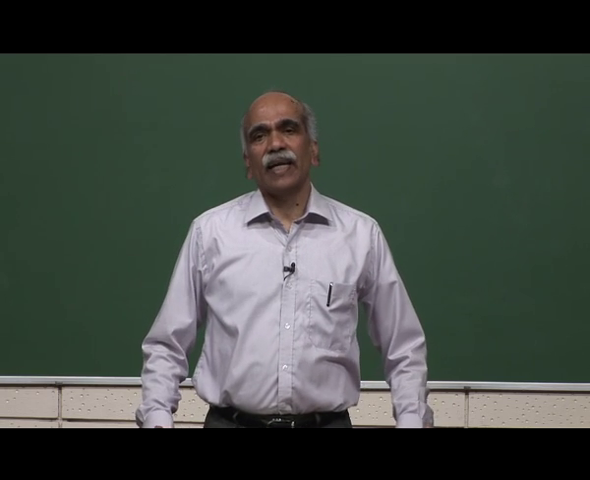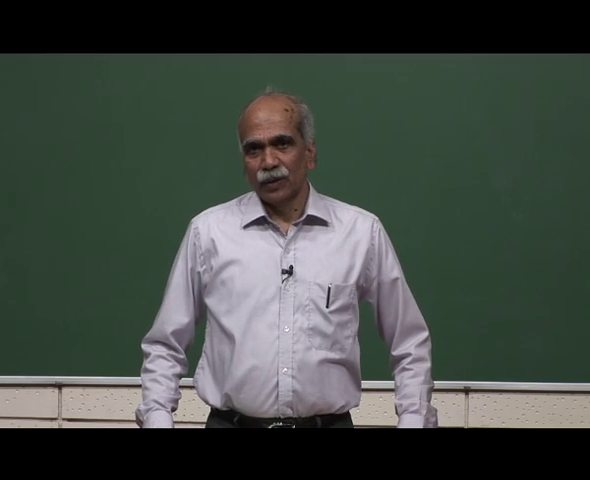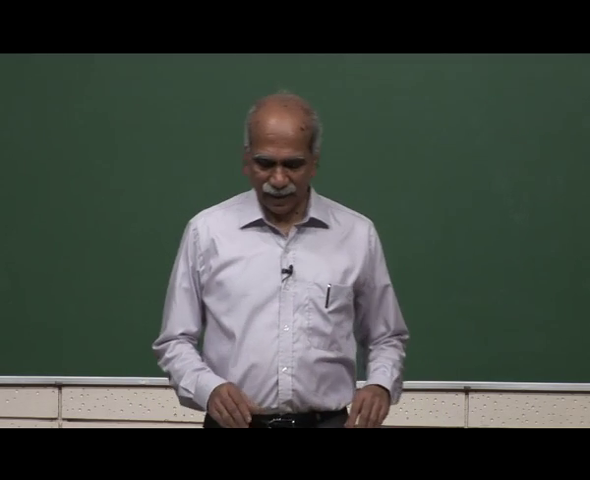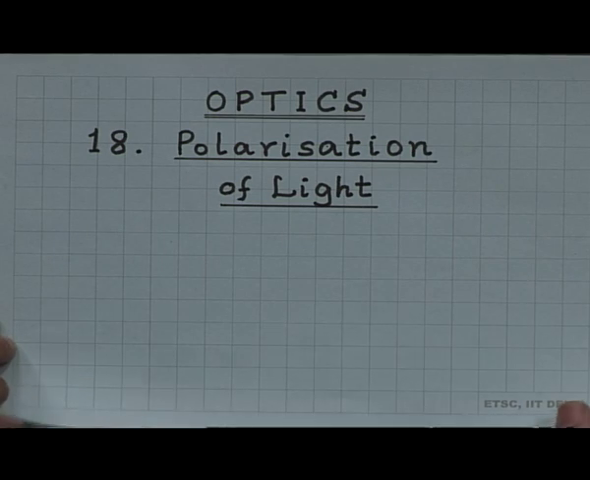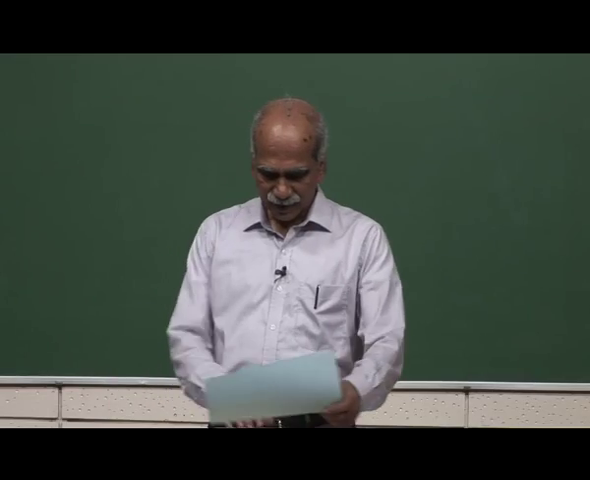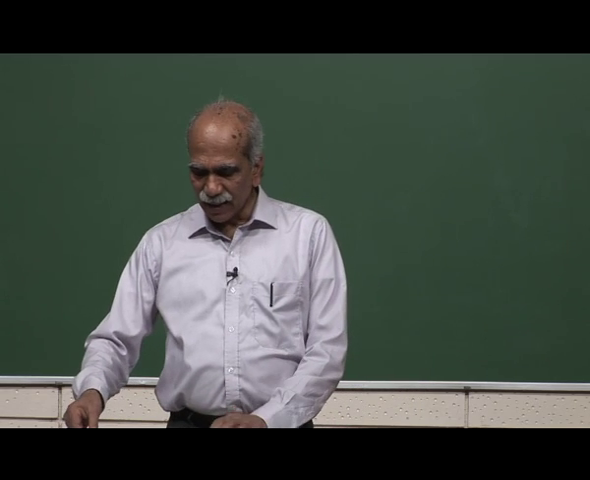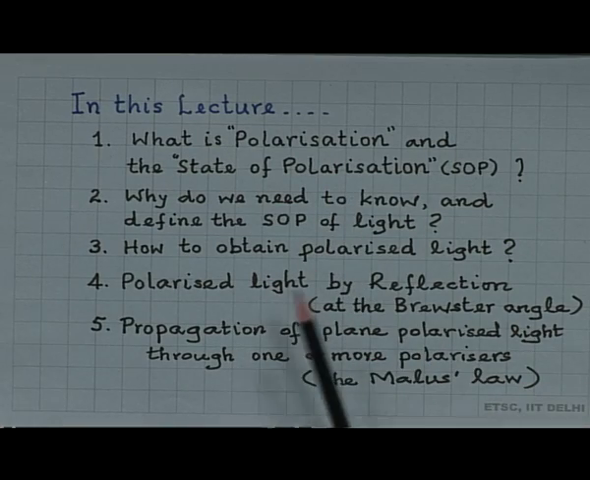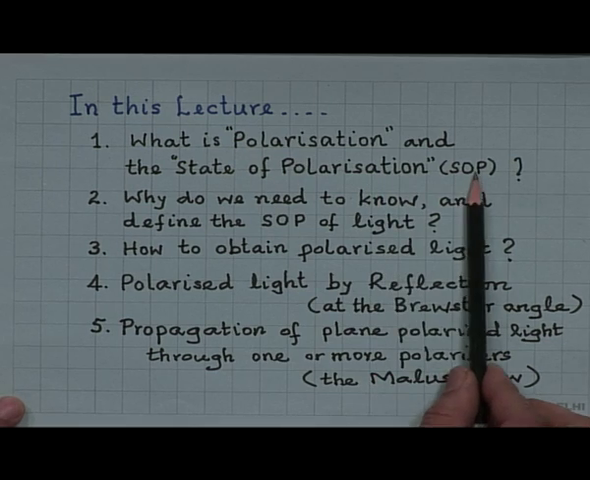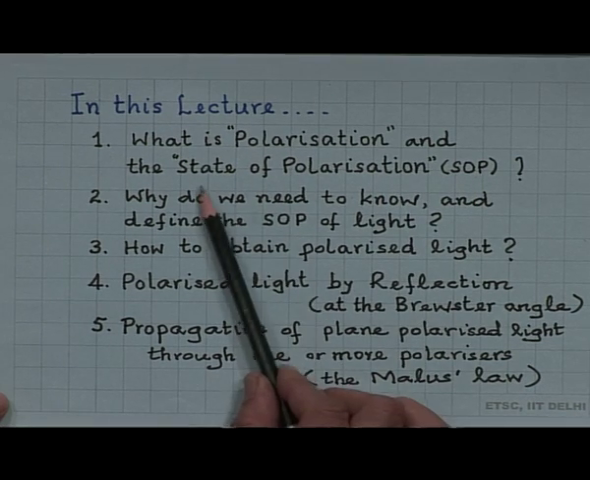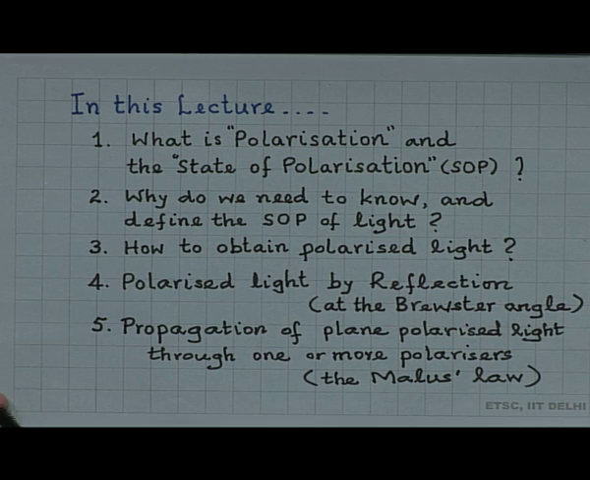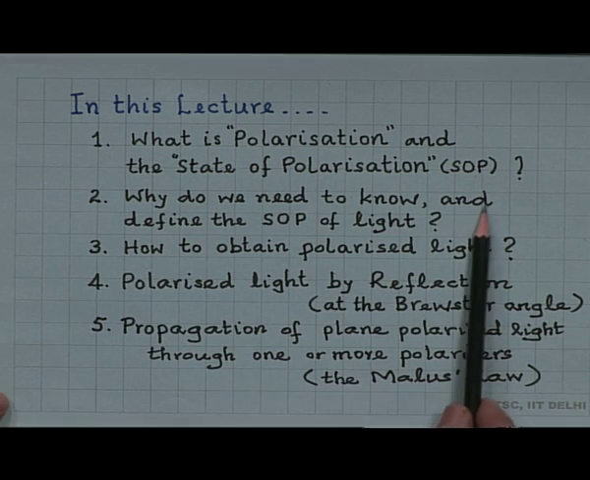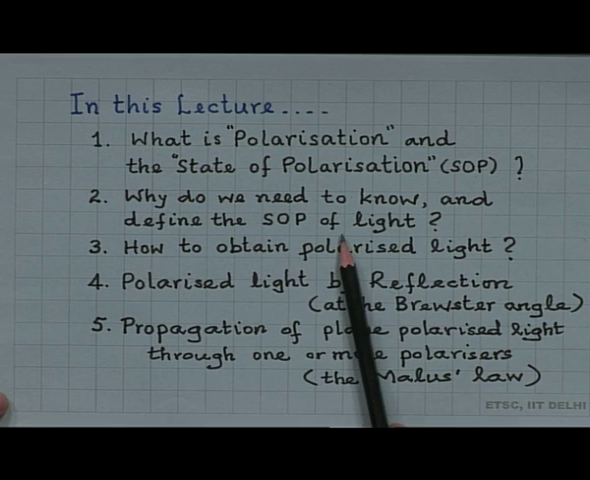Polarization is an important characteristic of light. So, we will discuss polarization of light. In this lecture, we will see what polarization is and the state of polarization of a light, how the state of polarization of light is defined. Why do we need to know and define the state of polarization of light? How to obtain polarized light?